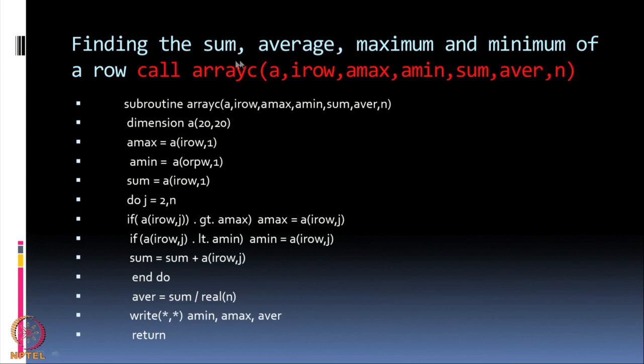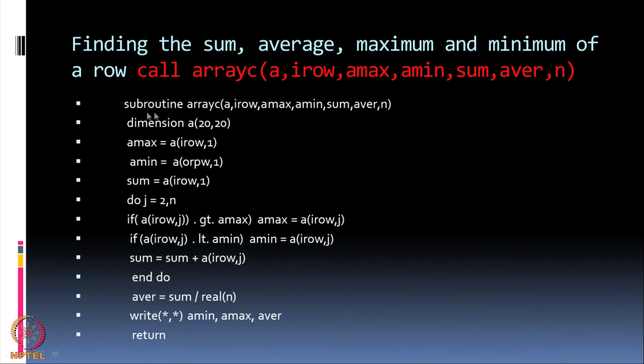So, what do I have to do? From the main program, I have to call a subroutine. I have called it ARRAYC, and the first argument is the matrix which I want to use. Next one is IROW, and in that row called IROW, I want the maximum value, minimum value, sum of all the numbers in that particular row, average of those numbers, and this N is the size of that matrix.